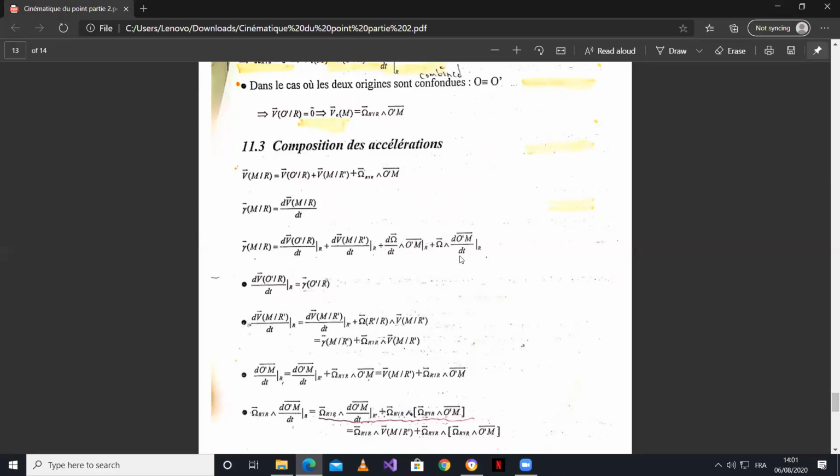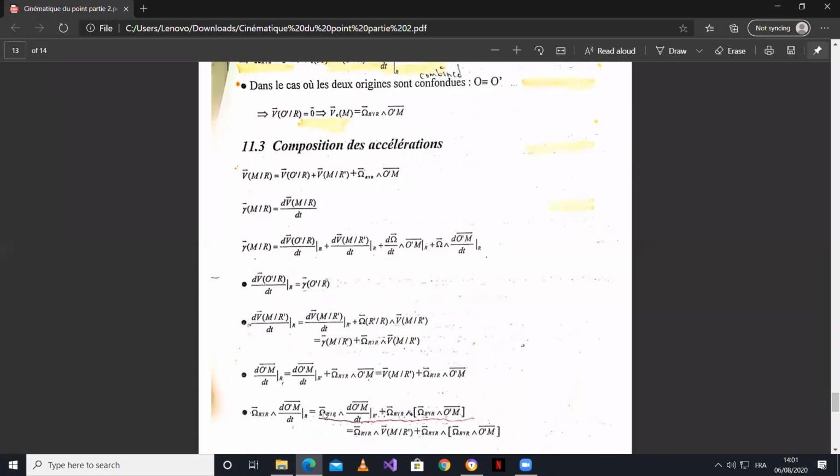Then you come to this last one. The last one, we have omega vectorial de O prime M dt, derived in R. But O prime M belongs to referential R prime, and we're being asked to derive it in R. So what's going to happen there? What's going to happen is that we are going to use formula de Bohr, which is this one here.